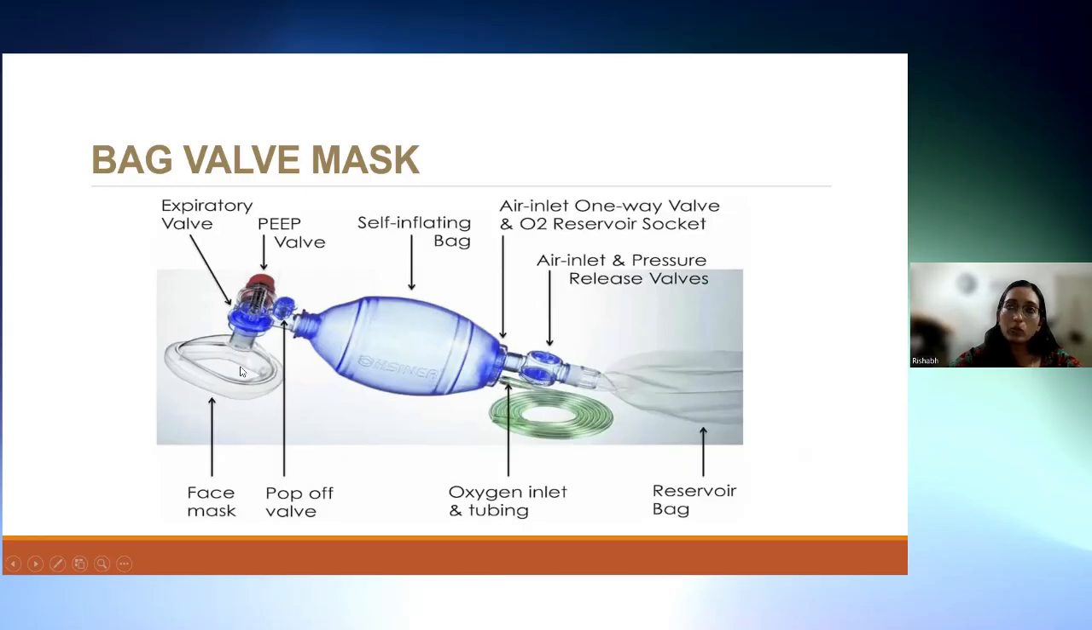So there's a PEEP valve also, which can be attached to it. It can give a PEEP during exhalation. At the same time, the pop-off valve will help in exhalation of the expired air.